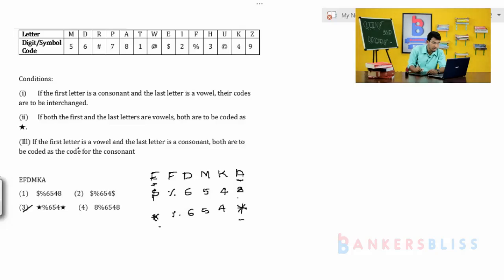But look at the first: dollar is there, percentage is there, 6 is there, 5 is there, 4 is there and 8. But the first one cannot be the answer. Why? Because it follows the condition. Which condition, guys? That is condition number 2. Is it clear? Is it clear, guys? That's it. Then move to the third one.